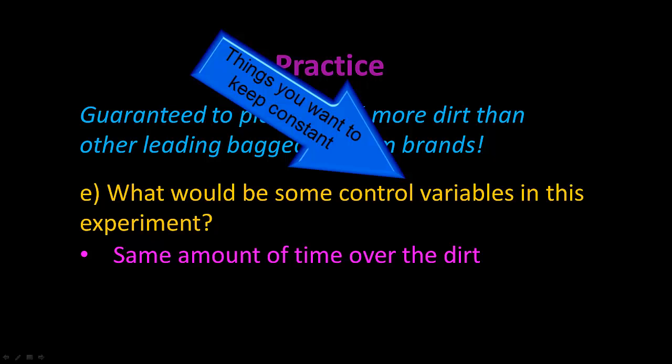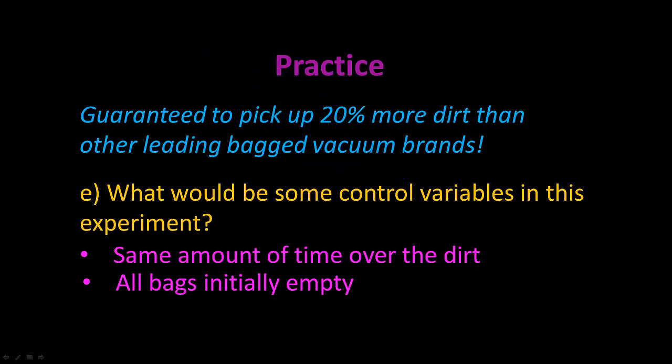The amount of dirt, you don't want to vary the amount of dirt. You don't want to put less dirt under some vacuums and more dirt under other vacuums. That could affect the amount of dirt that each vacuum picks up. And lastly, all bags empty in the beginning. There are other control variables that you could use and would want to. These are just a few.